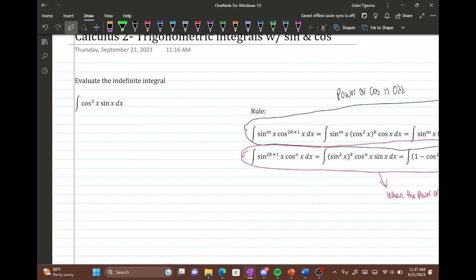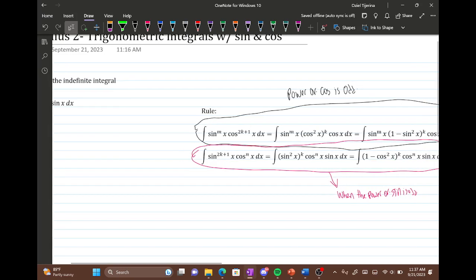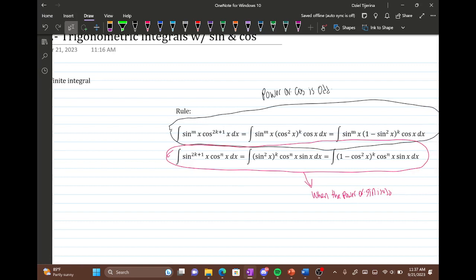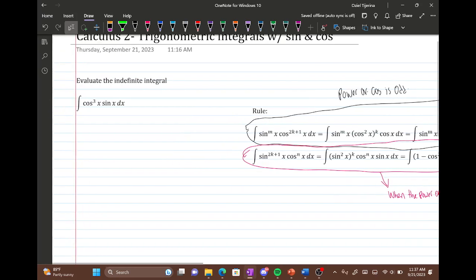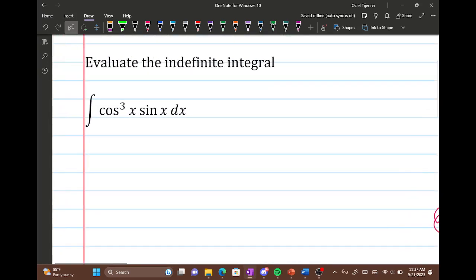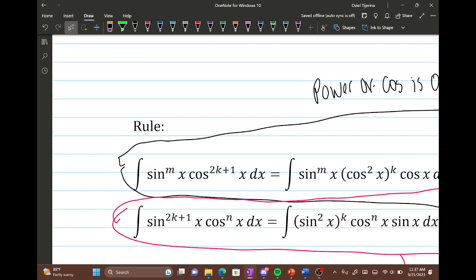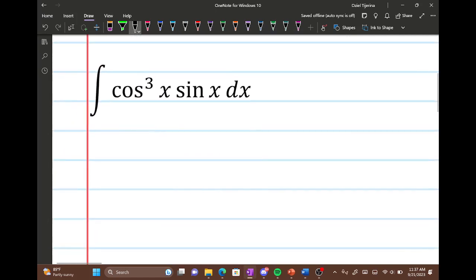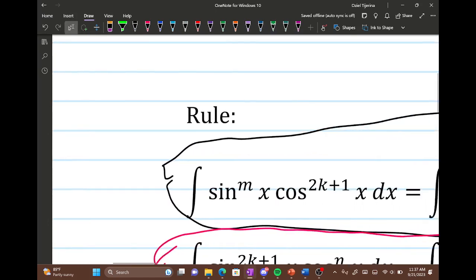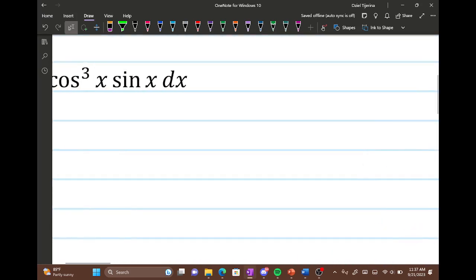Here, as you can see, they are both odd. So I believe either one of these works. I don't think it would matter if you did one or the other, as long as you do one of them. So here, I'm going to use the first one, the sine to the m of x.